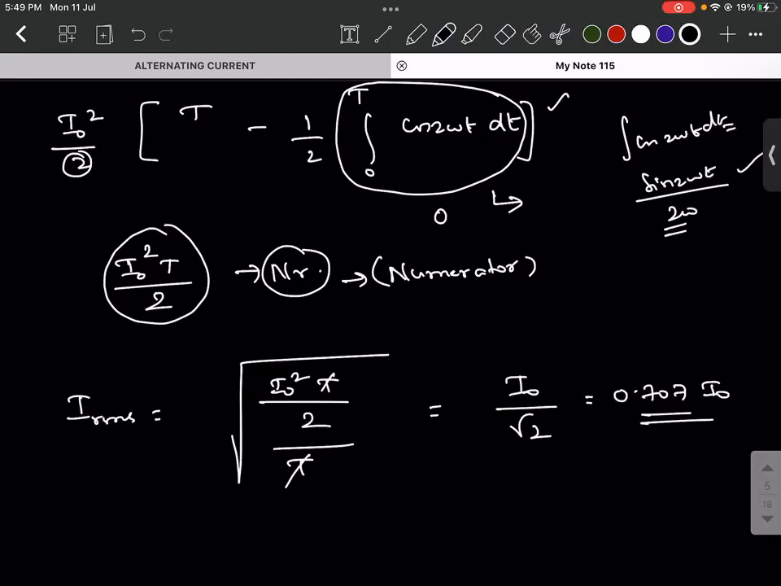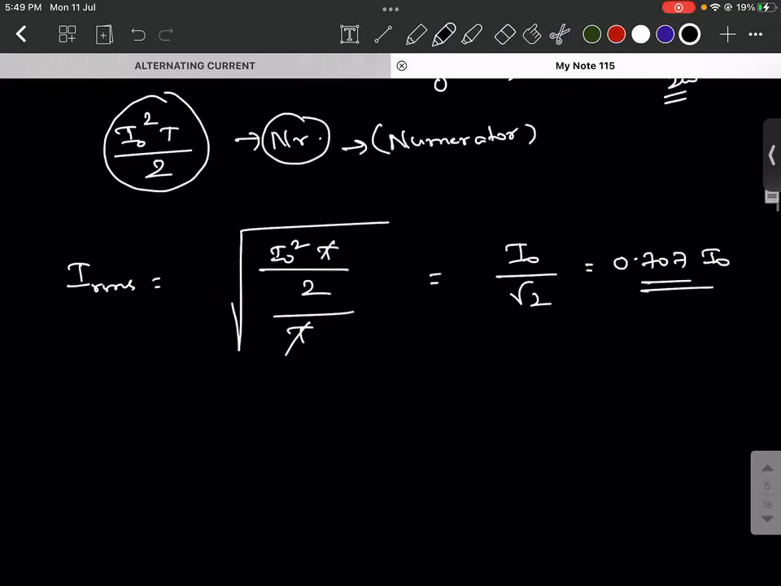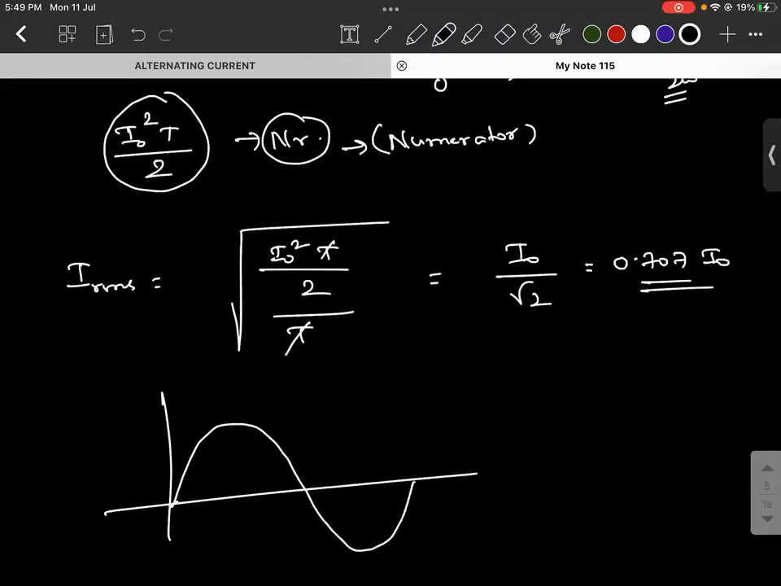When I take a graph, listen to my question carefully. When I take the graph in this way, then this is going to be I naught. Then this is also going to be I naught. So what is the value of I naught? I naught is the maximum value attained by the current. So it will attain the same value in the positive cycle and in the negative cycle. So I naught is a constant value. What is changing? I is changing.